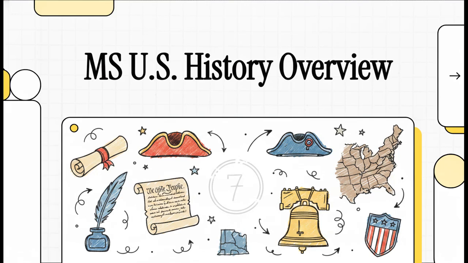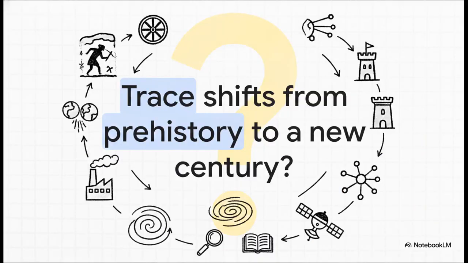Welcome to this explainer. If you're a 7th grade learner gearing up for social studies, you are literally in the perfect place. Today, we're unpacking your official curriculum framework for this year. We aren't just looking at the past, though. We're uncovering the foundations of American liberty, revolutionary governance, and the very formation of the identity of the United States. So how exactly do we trace the massive shifts from prehistoric times all the way to a new century? It's a huge question, right?